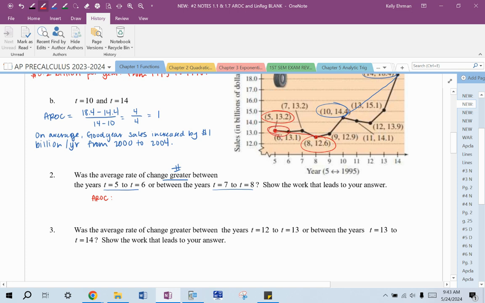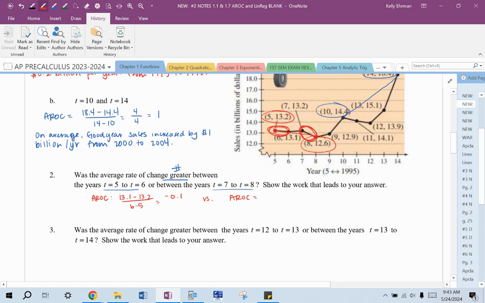So that's a decrease from 5 to 6. From 7 to 8 was also a decrease. So which one is greater? Even though it's steeper from 7 to 8, this average rate of change goes from 13.1 minus 13.2 over 6 minus 5. So that's just negative 0.1. So they lost $0.1 billion for that one versus the other average rate of change.